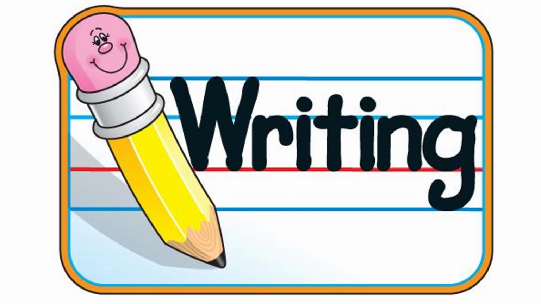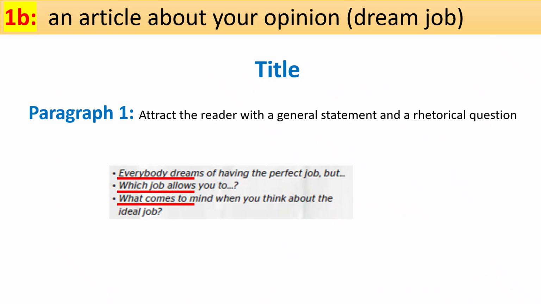Now, moving on to the writing part. And this is so important because writing is out of 6 marks and not anyone can get a full mark in writing. So get ready to start. In writing 1B, we saw how to write an article about your opinion, which is mainly about your dream job. So we need first a title, and the title should be a catchy title. Now you need 4 paragraphs.